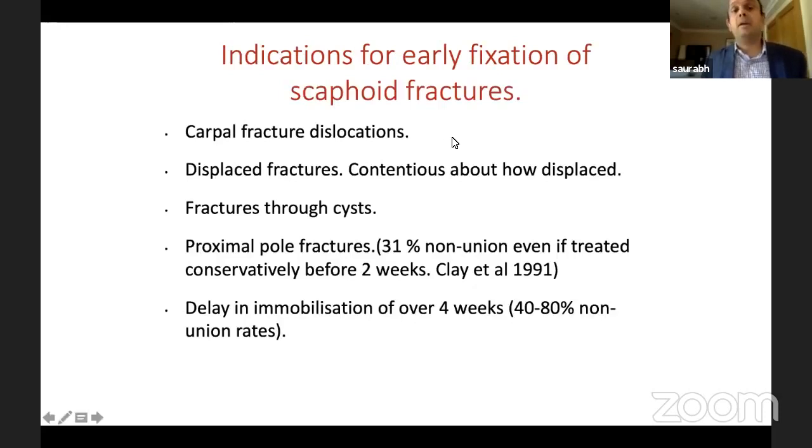Then, yeah, so let's come to the indications. So this is one question you'll be asked in the exam. So if you remember Herbert classification, so carpal fracture dislocations, this is your transcaphoid perilunate, Herbert B4, all of them need to be done. Displaced fractures. Displaced means your Herbert B2 waist, but if it's displaced.